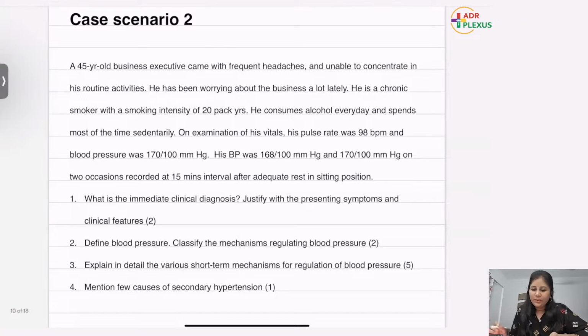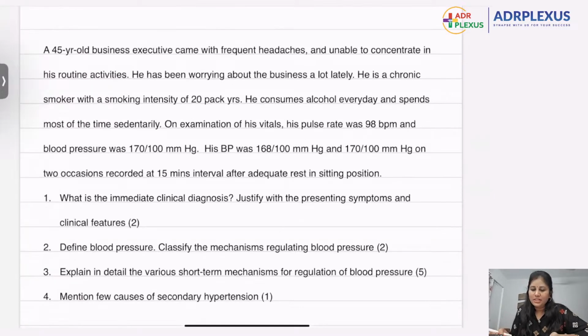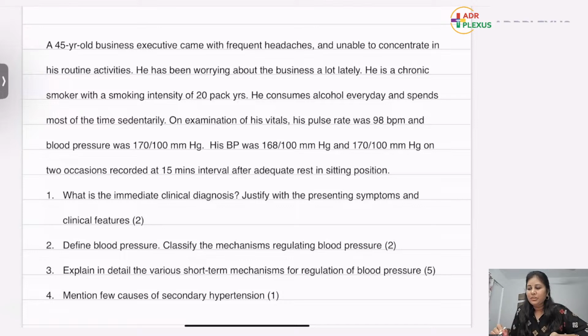So this case scenario is about a 45-year-old business executive who came with frequent headaches, unable to concentrate in his routine activities. He has been worrying about the business a lot lately. He is a chronic smoker with a smoking intensity of 20 pack years. He consumes alcohol every day and spends most of his time sedentarily. On examination, his pulse rate was 98 and his blood pressure was 168/100 and 170/100 on two similar occasions, recorded at a 15-minute interval after rest in sitting posture. So this was the case scenario given.